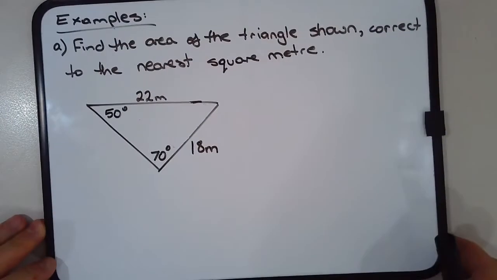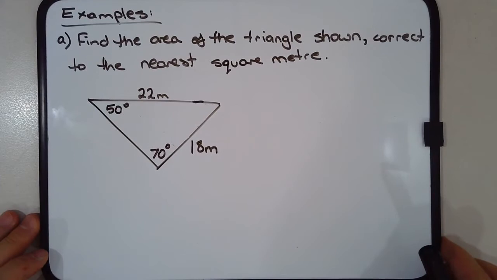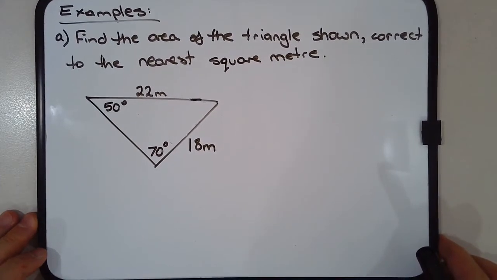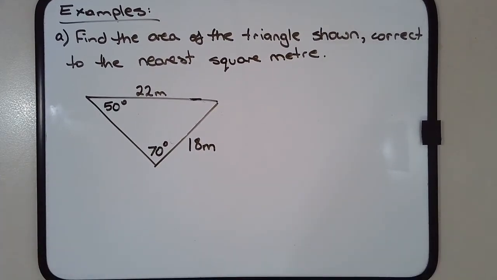Otherwise, let's just have a look at some examples to make sure that we're clear on how the sine rule for area works. It's actually unrelated to the sine rule, A over sine A and B over sine B and C over sine C. That's used for something different. This is to calculate the area of a triangle, so it's a different application altogether.